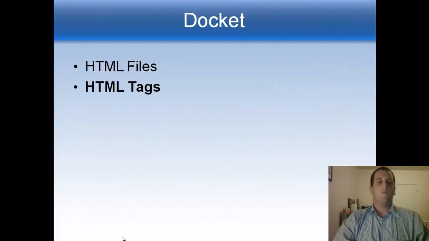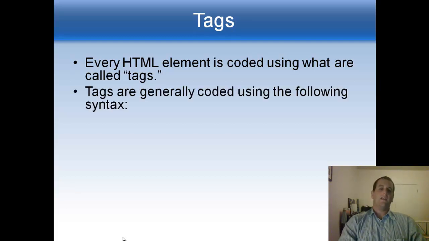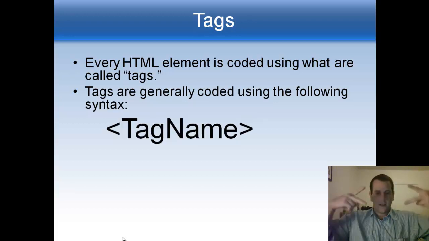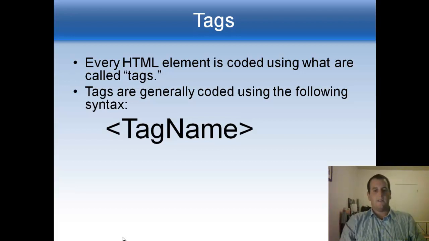Okay. Now, what do we put inside an HTML file? Well, we put HTML tags in there. So let me describe those briefly. Every HTML element, everything that we use in HTML, is coded using what are called tags. Okay, and a tag just looks like this. It has this syntax: two brackets, like this, and the name of the tag, whatever type of tag it is.